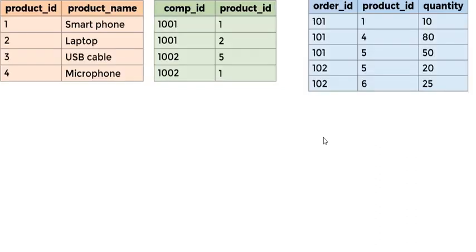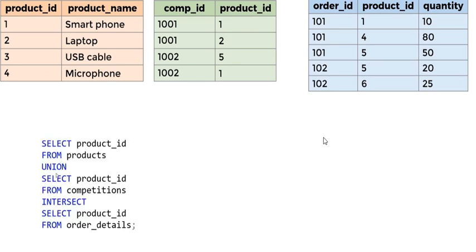Okay, let's look at an example. Here we have 3 tables: products, competitions, and order details. The competitions table has various competitions, with product IDs such as 1 and 2. Let's say we want to write the following query. Even though we have specified the union first, SQL will evaluate the intersect before the union.